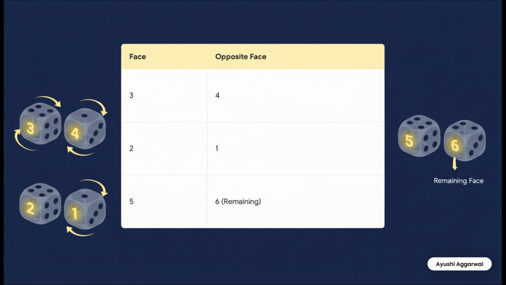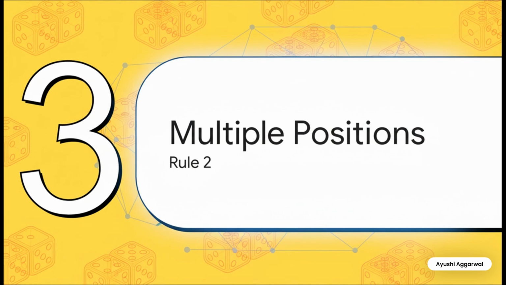So what about the last remaining number, 6? Well, of course, it's going to be opposite to our common face, 5. So what's the answer to the question? Opposite to 3 is 4. Simple, right? All right, time to level up.